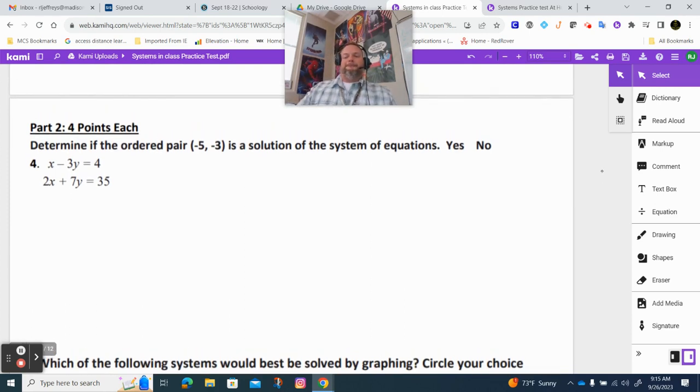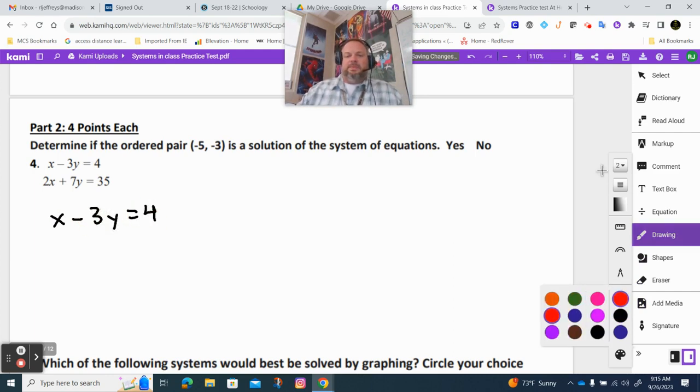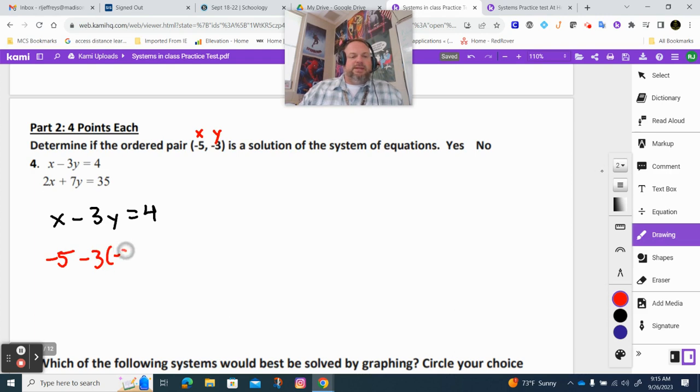Now, number 4. We're going to take this top one. This is x. This is y. So I'm going to plug it in. I'm going to say negative 5 minus 3 times negative 3. Negative 5 plus 9. So it works for this one. Now let's check the bottom.